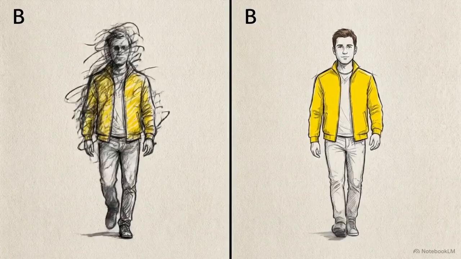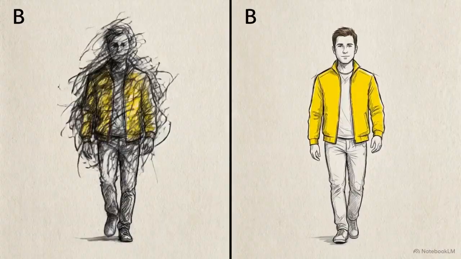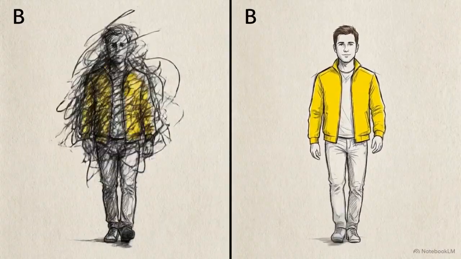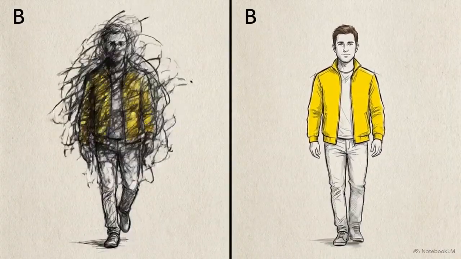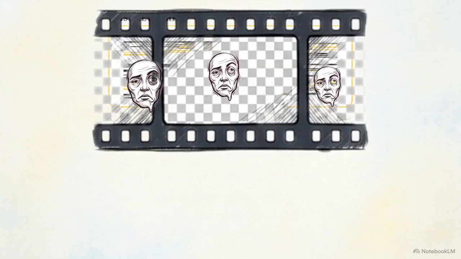Look left. That glitching face is the reality of AI video. Now look right. A perfectly stable character moving without losing their identity. When you write a massive, highly detailed text prompt for a video generator, you're asking the model to guess your exact vision from scratch on every single frame.